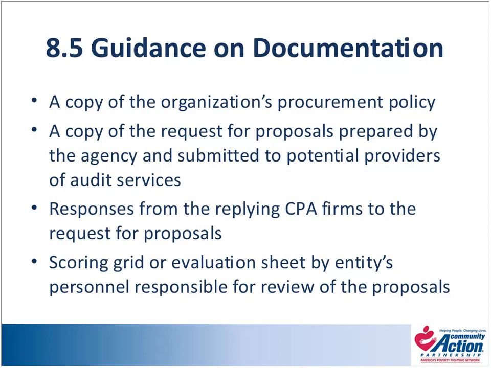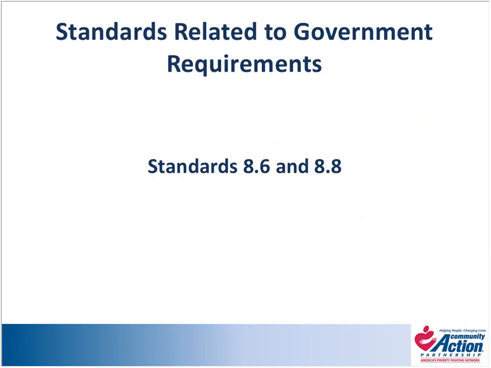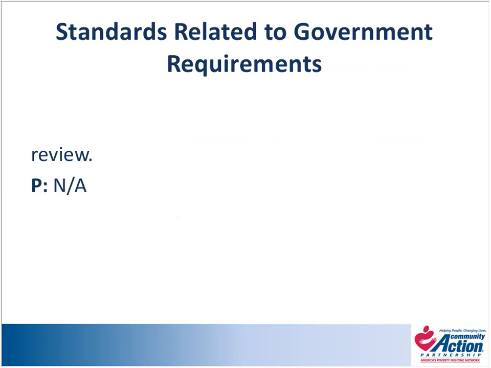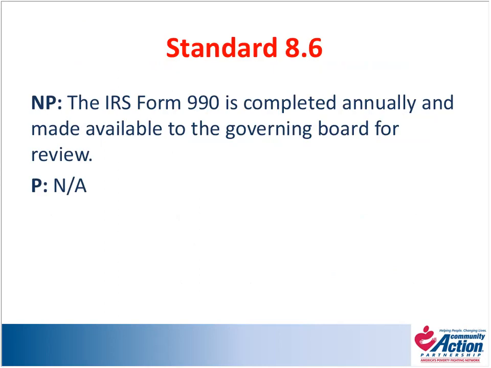All right, let's move on to the next standard. So we're now talking about standards 8.6 and 8.8, again going slightly out of order. For standard 8.6, the nonprofit standard, the IRS Form 990 is completed annually and made available to the governing board for review, and of course that is not applicable to our public agencies.